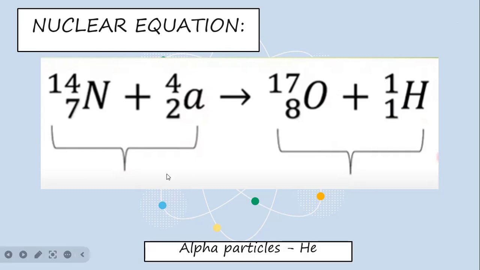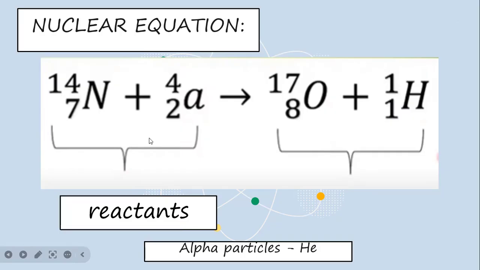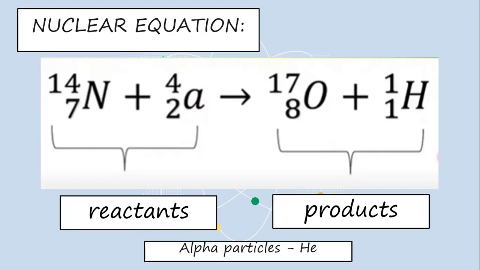So again, the left-hand side of this particular reaction is the reactants, meaning these are the materials that react in a process during this nuclear equation or radiation, and the right-hand side is what you call the products of this particular process. These are being produced in the process. We have here oxygen and hydrogen.